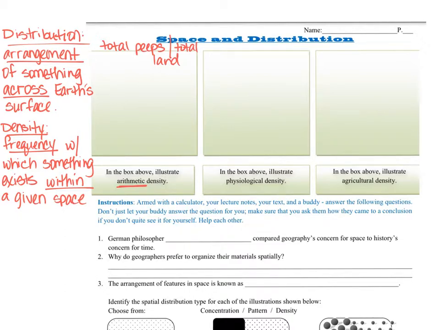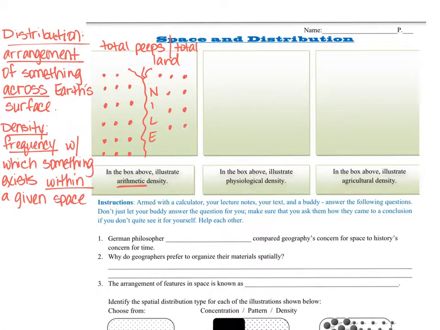For this I'm going to focus on the Nile because it kind of makes sense when you think about Egypt as a big picture. So just draw some squigglies. That's the Nile. Now when we're looking at arithmetic density, the reason that I say that this doesn't give you the whole picture is because arithmetic density assumes that all the people are divided equally with all the land. Now, is that really true? No.